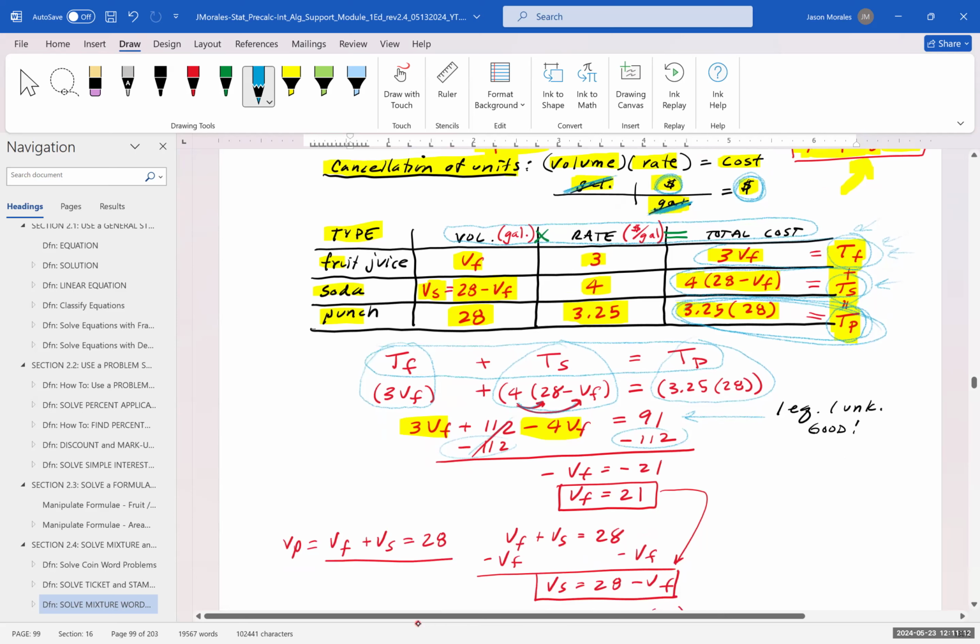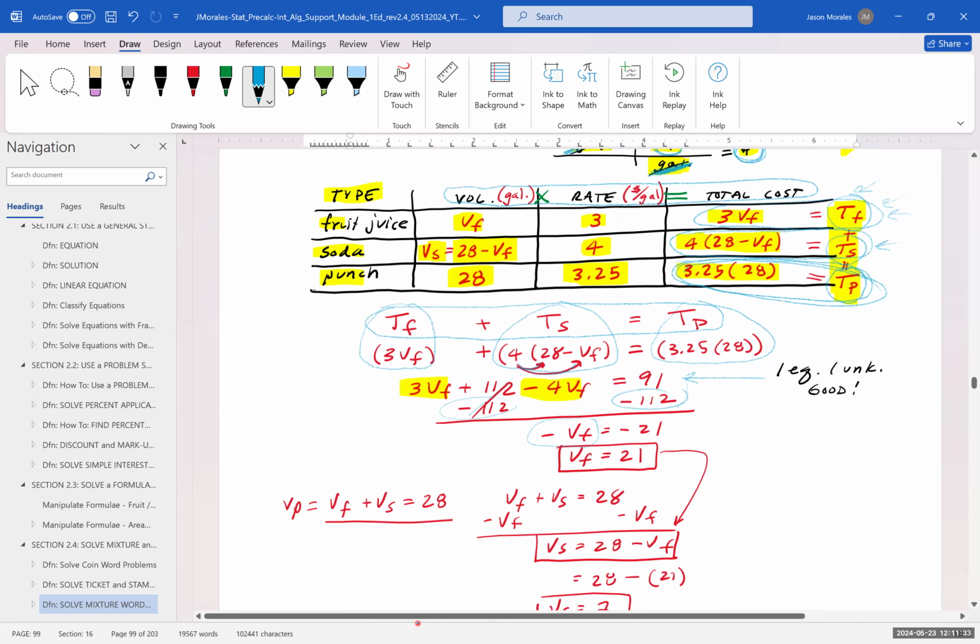And when you combine 3 volume of fruit juice minus 4 volume of fruit juice, you get -1 volume of fruit juice is equal to -21. And multiplying both sides by -1, we'll get rid of both of those negatives. So the volume of the fruit juice is 21.